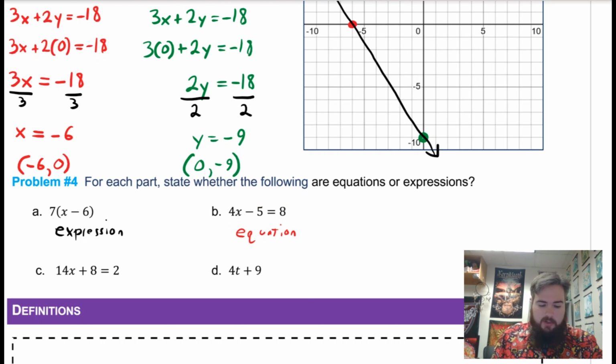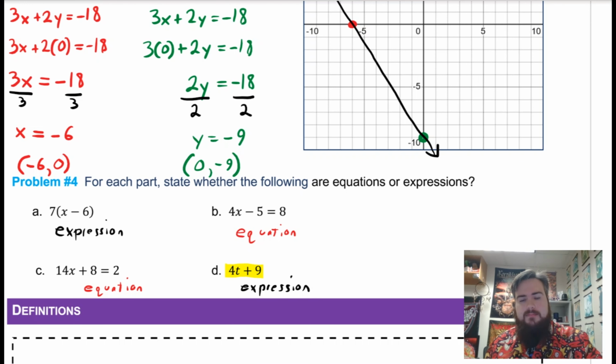Next one, very similar. We have 14x plus 8 equals 2. That means we have the expression 14x plus 8. We have the expression of 2. Those are set equal to each other with an equal sign, so that is indeed an equation. And then for the last one, we have 4t plus 9. Notice there is no equal sign. This is just an expression combining multiple terms.